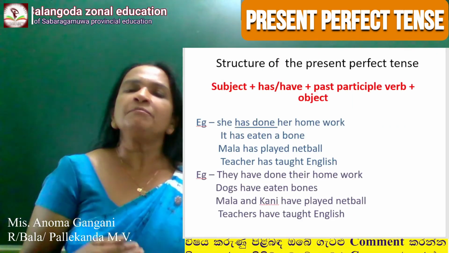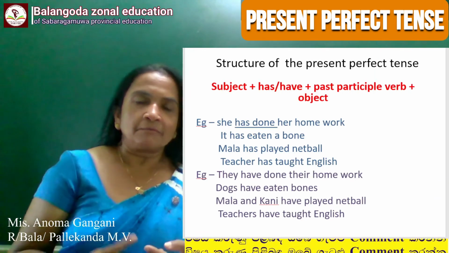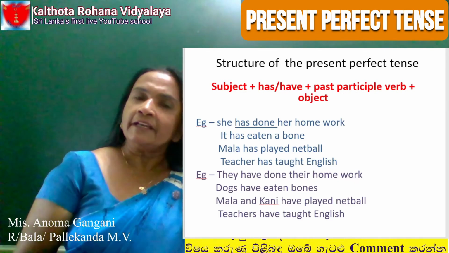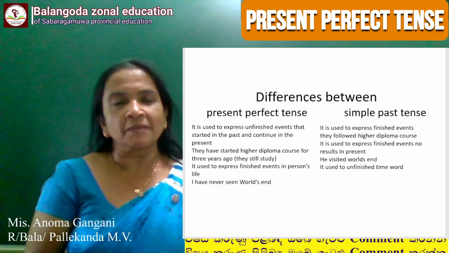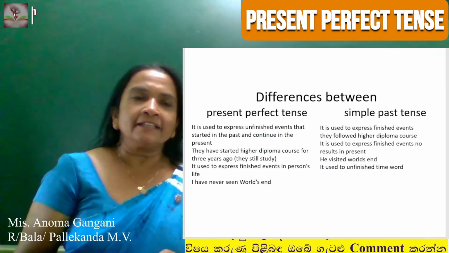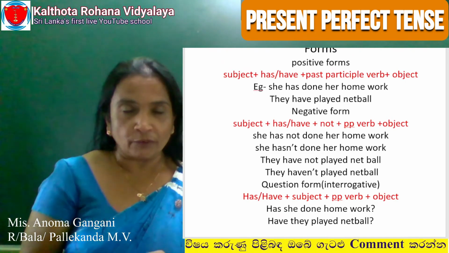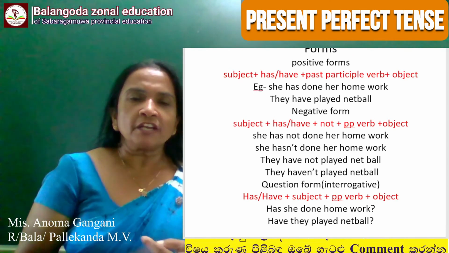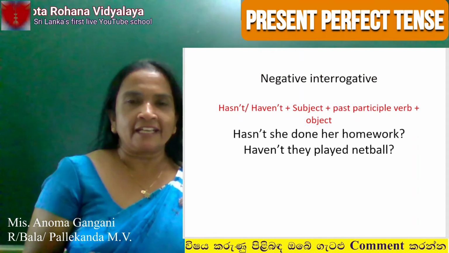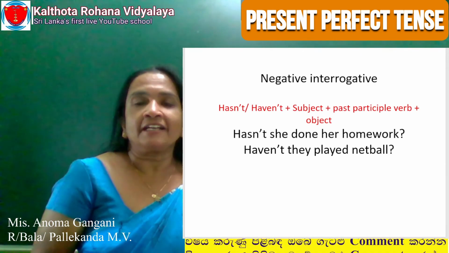Then next, we learn the structure of the present perfect tense: subject plus has or have, according to the subject, and past participle verb plus object. Then you learn the spelling rules and the differences between the present perfect tense and the simple past tense. And next you learn the four forms of sentences: positive, negative, question form meaning interrogative, and negative interrogative. Keep that structure in your mind.